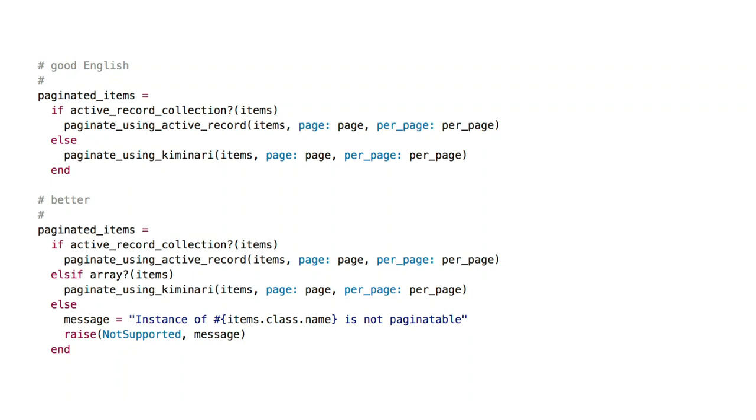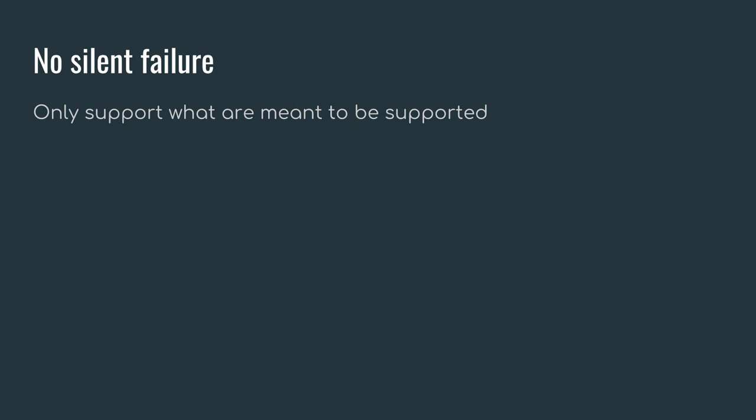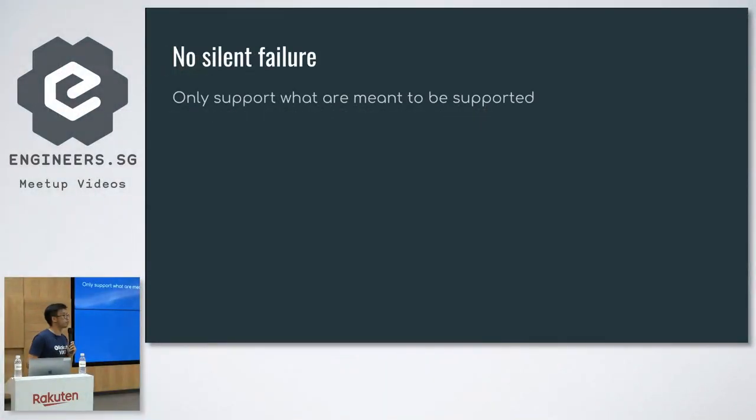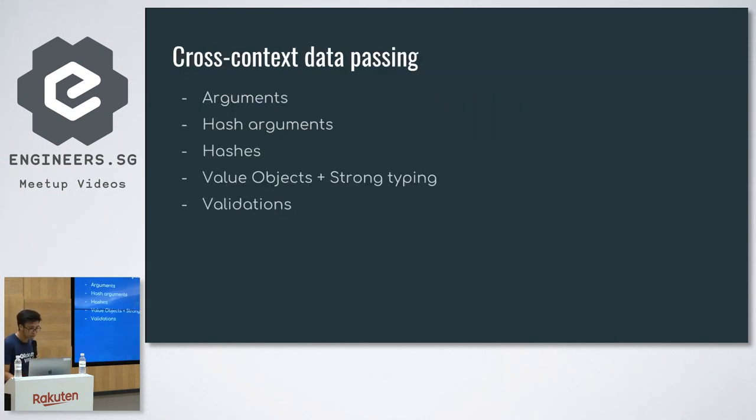So in Viki, we try to be more descriptive about what we support and what we don't. If we only want to support collections, arrays, the rest we just don't support. Otherwise, the Ruby code will break in production before we know it, until we encounter it in a real scenario. So always support what is supposed to be supported, so we can have fewer side effects and no silent failure. I'm going to talk more about silent failure later in some other examples.